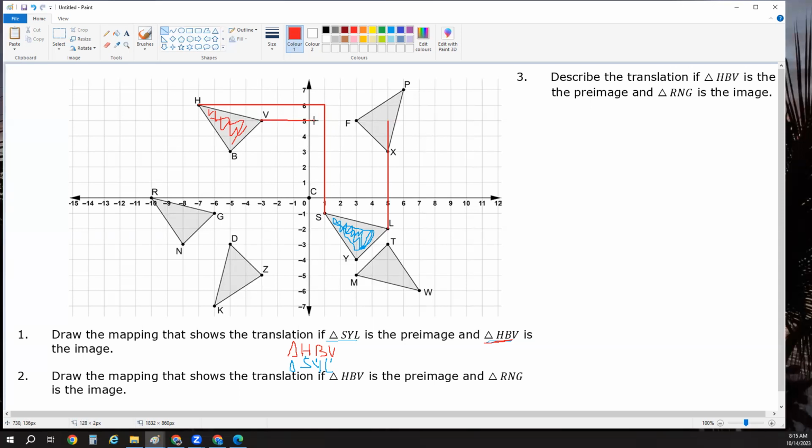I am going to kind of do this thing where I hump over the line. This is like an electrician thing, I guess, but I do it just so that they don't intersect. You don't have to do that. And then I have B going to Y. So I go from B to Y.